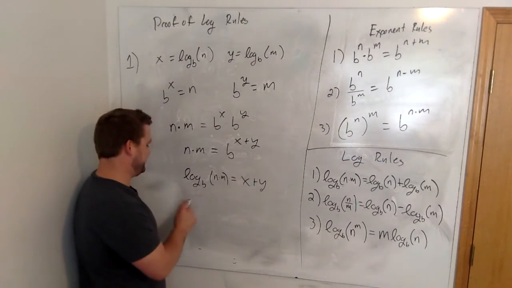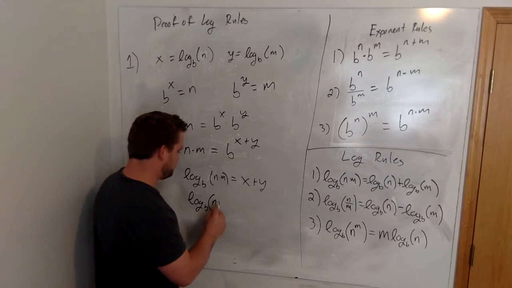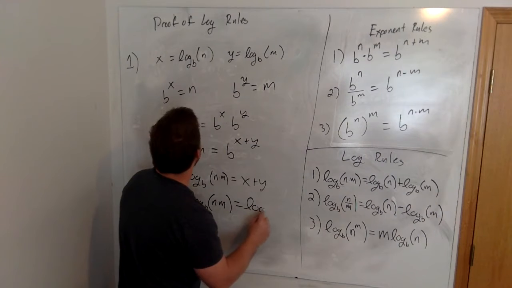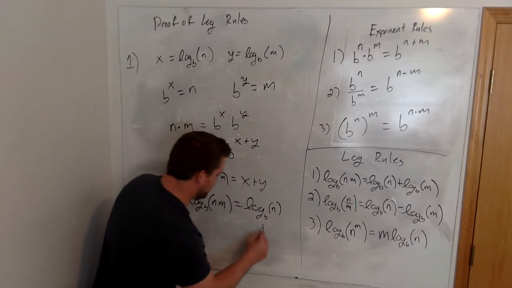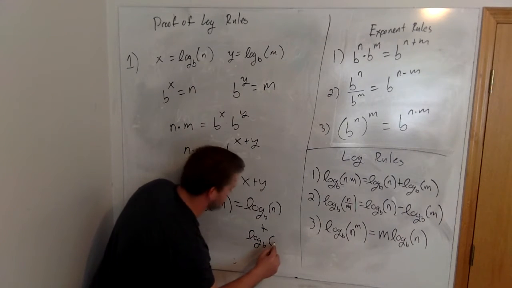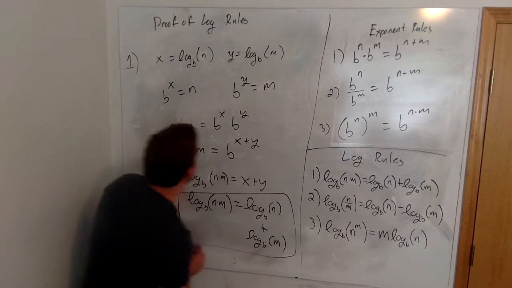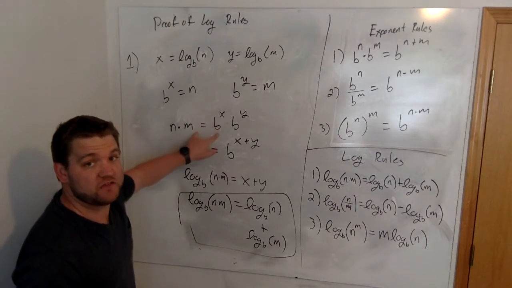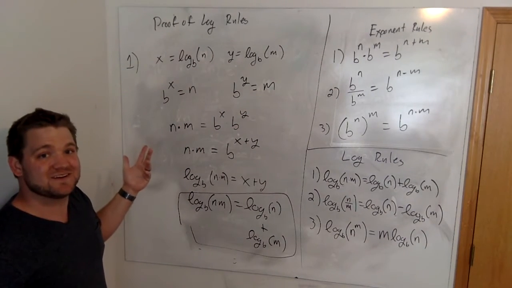So we have that log base b of n times m. Well, x is the same thing as log base b of n, plus my y, which is log base b of m. And there we have it. The proof of our first log rule. Notice here that it was a direct consequence of the first exponent rule. And there we have it, our first log rule.